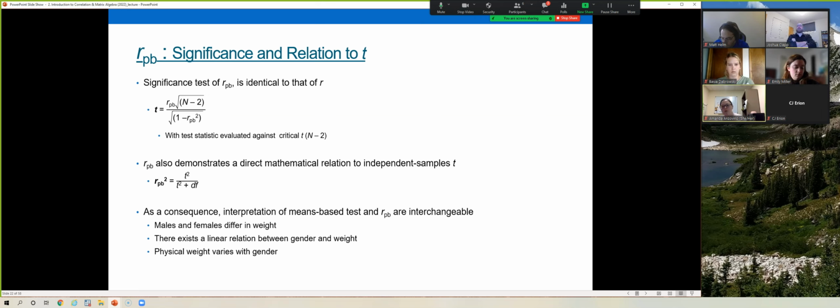So I could say that men and women are different in weight. I can say that on average, men have greater mass than women. Or I can talk about this as the association between sex and weight, or sex and mass. It doesn't matter. They're the exact same thing. I can talk about this as a linear relation between sex and weight. I can talk about physical weight as varying with gender. I can talk about men being different than women. However I want to do that, it's all the same thing. It's just how I want to present it. Okay. So people see how the point-biserial correlation and our independent sample t-tests are essentially different cases of one another.